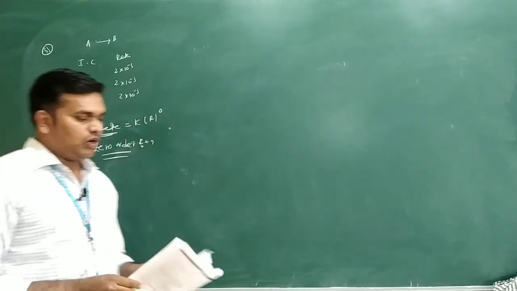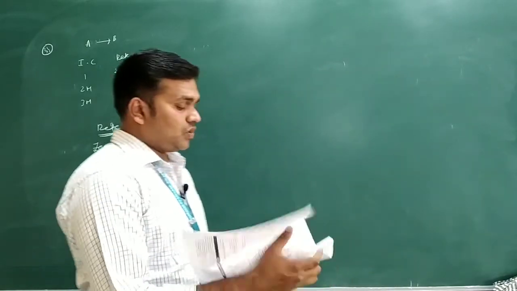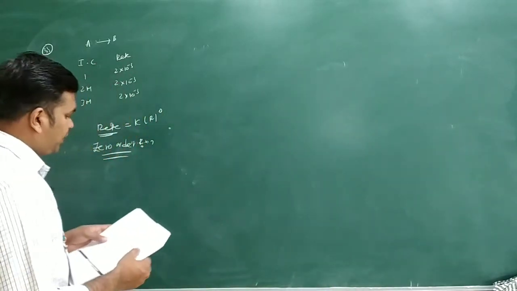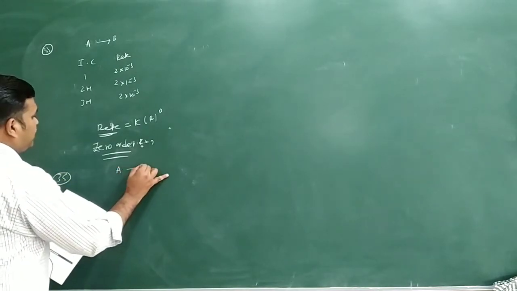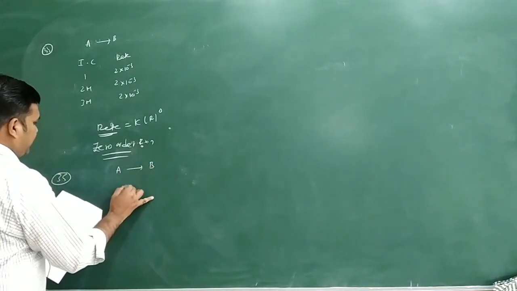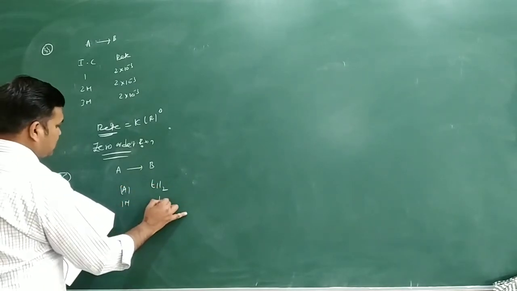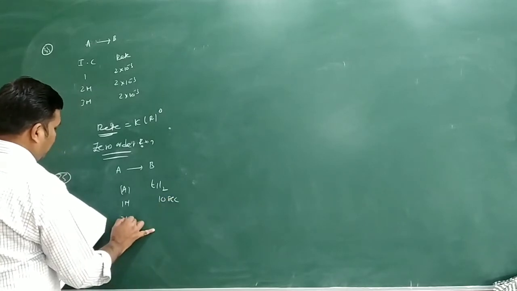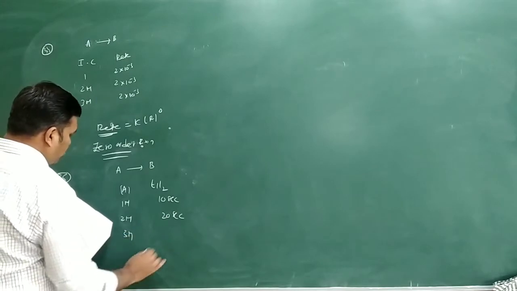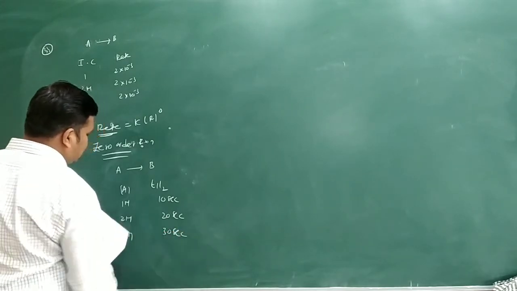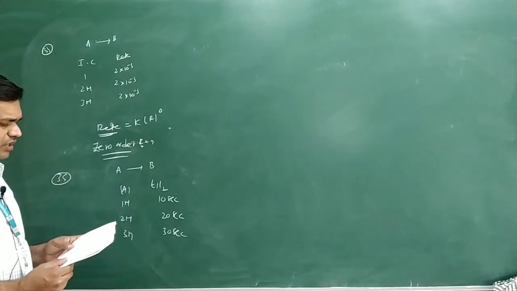Like this, we have one more question also. Now see question number 35. Here they have given t half. This is 33 and this is the next, 35. The reaction is A to B, and the concentration of A is given along with t half. For 1 molar it is 10 seconds, for 2 molar it is 20 seconds, and for 3 molar it is 30 seconds.